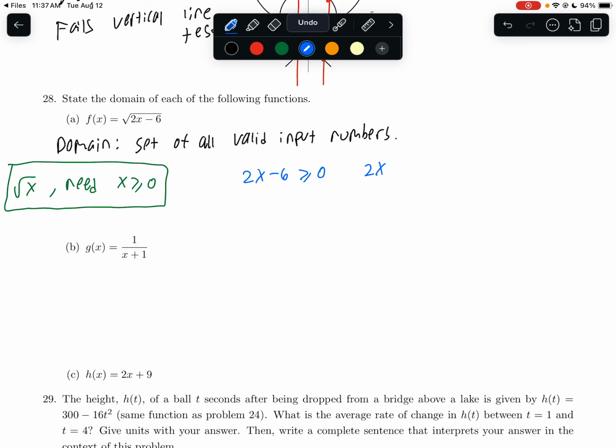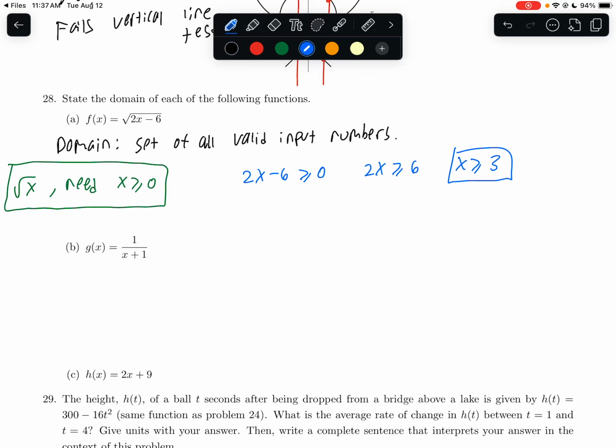So 2x is greater than or equal to 6, and then you can divide by 2, that's fine. So x has to be greater than or equal to 3 to make the function behaved, right? So that I can put in numbers and I don't break any rules.